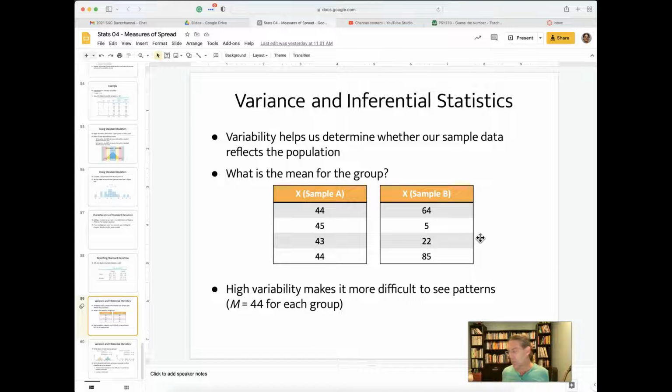So don't worry too much about that. This part is always just preparing us for inferential statistics. So it's a little bit more conceptual and not something I'm testing directly quite yet.